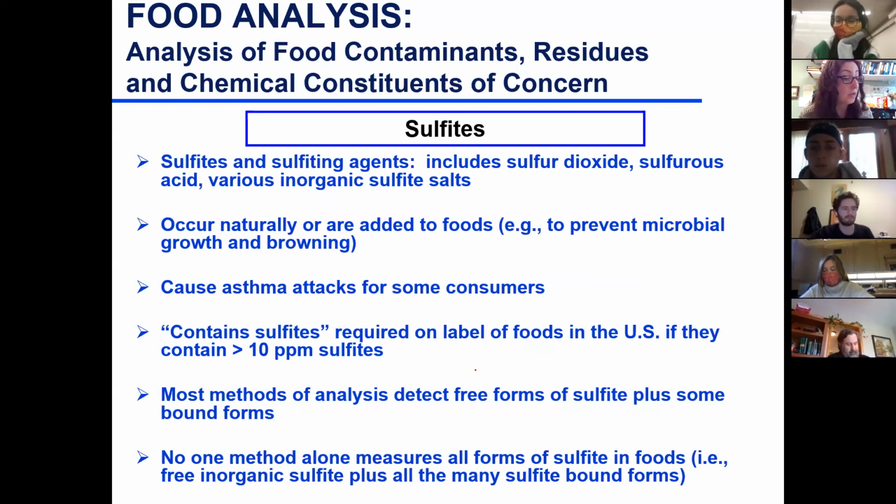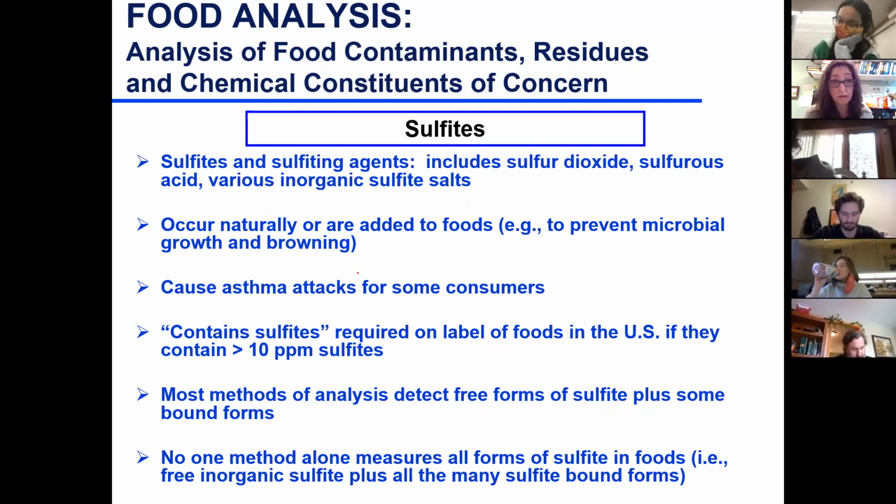So looking at sulfites, like I said, they are either added to food or occur naturally, and there are many different forms of them: sulfur dioxide, sulfurous acid, inorganic sulfite salts. The list is huge, and sometimes the methods do not necessarily measure all of the forms. Some methods measure most of the forms, some methods are specific for specific forms.